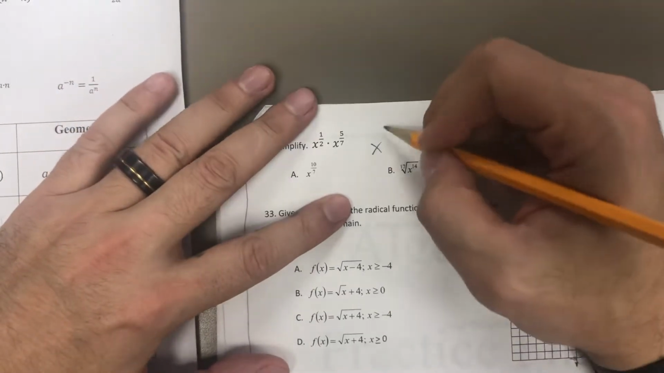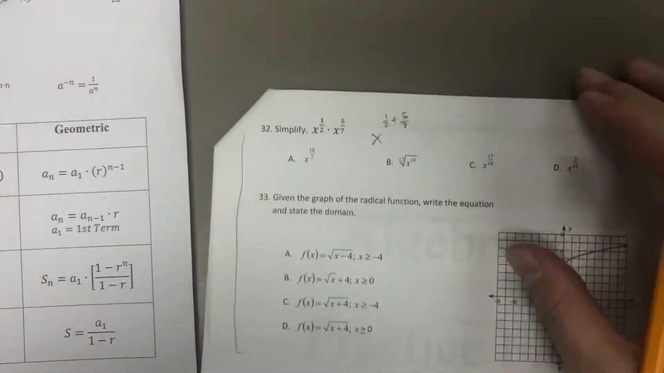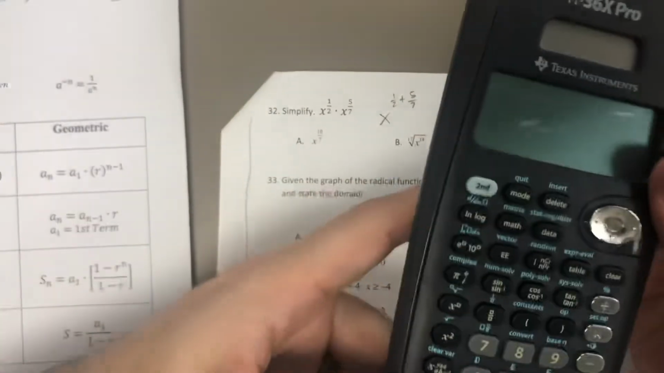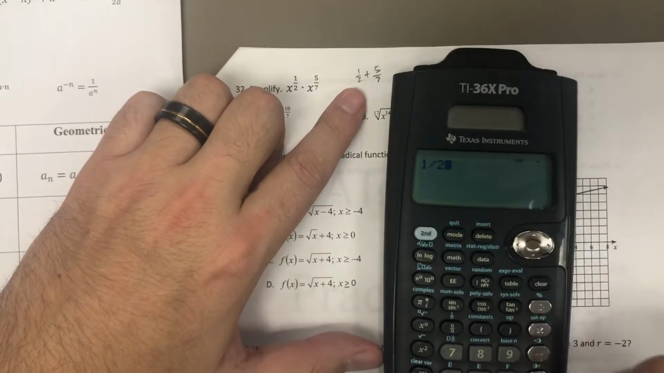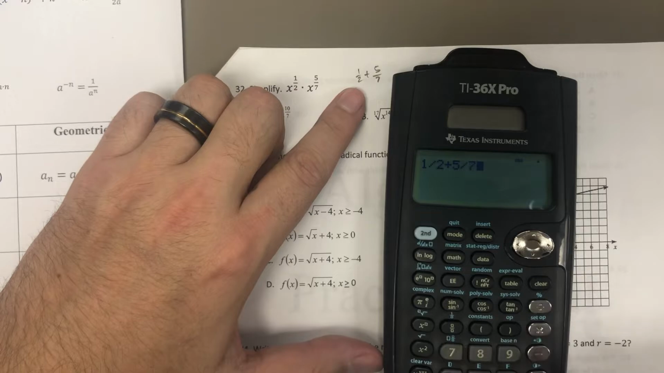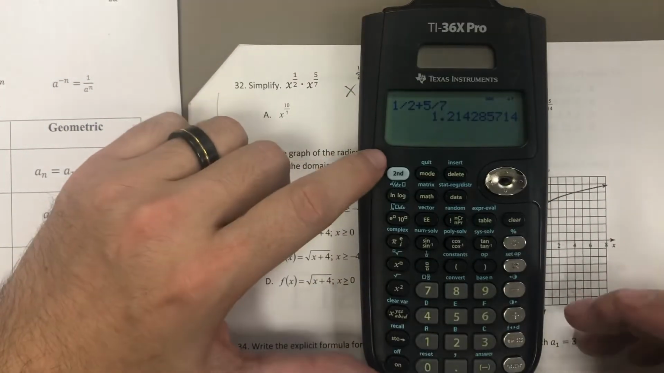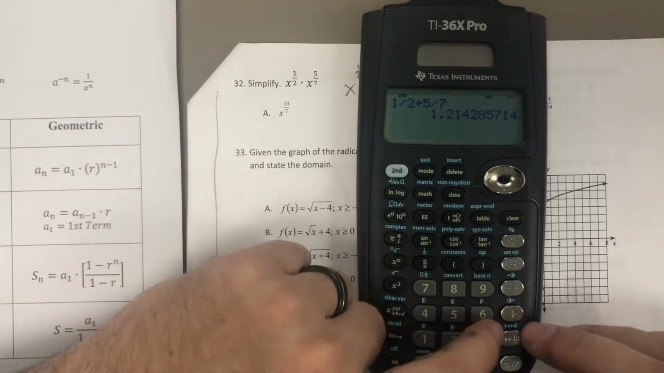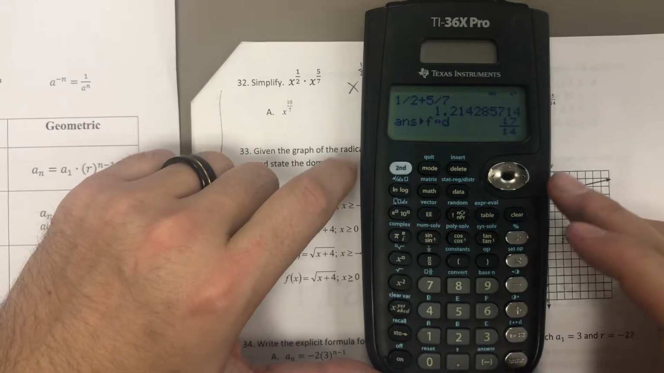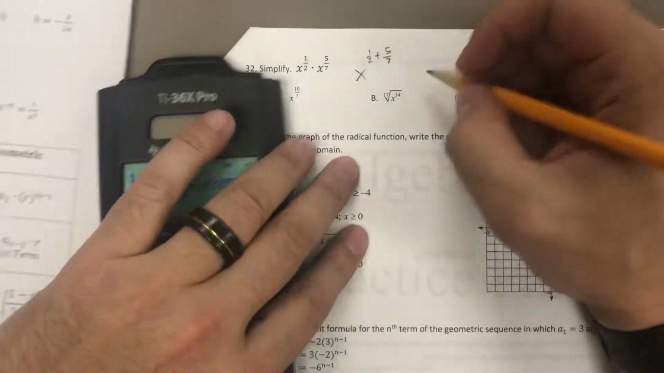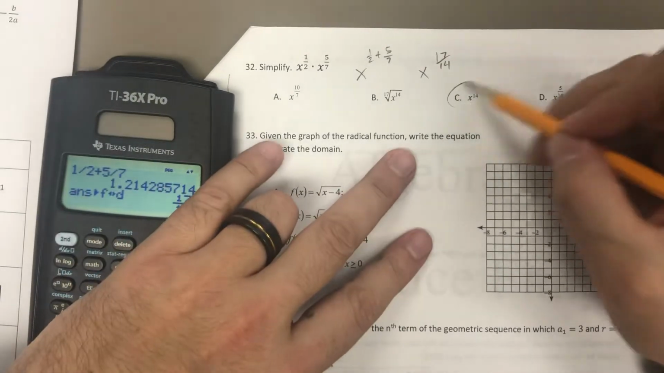X raised to the power of 1/2 plus 5/7. Now, if you don't like adding fractions, I've got good news for you. Your calculator will do it for you. So 1/2 plus 5/7. You get that, but then you can turn it into a fraction really easily by just simply hitting second and then this little fraction and decimal button right here, so this one. And you get 17/14, so it's going to be x to the 17/14 power, which would be C.